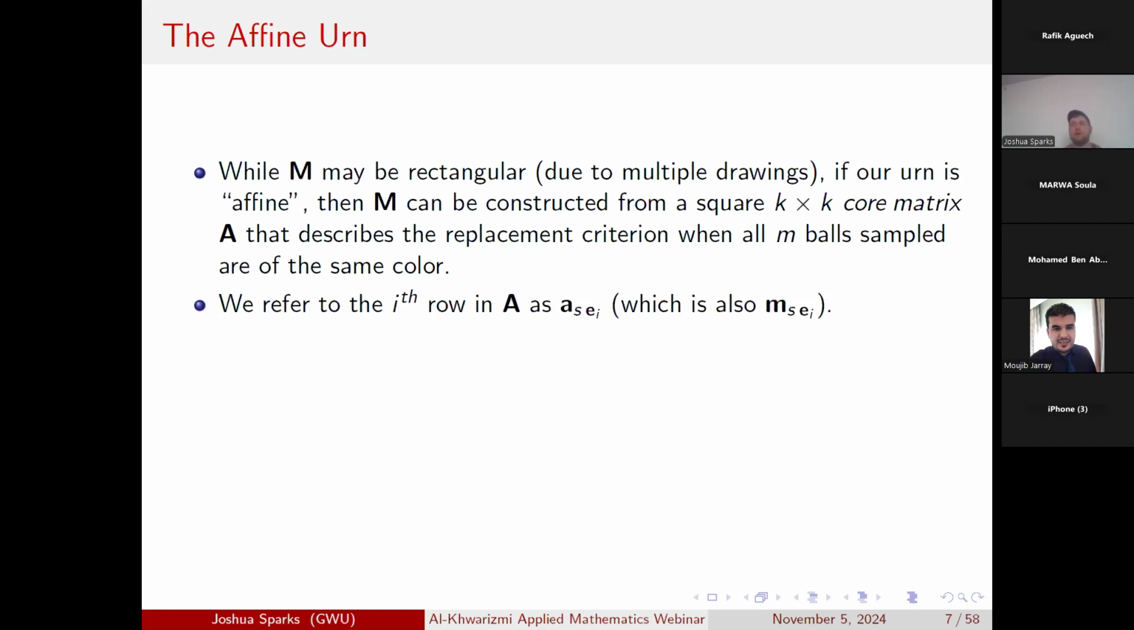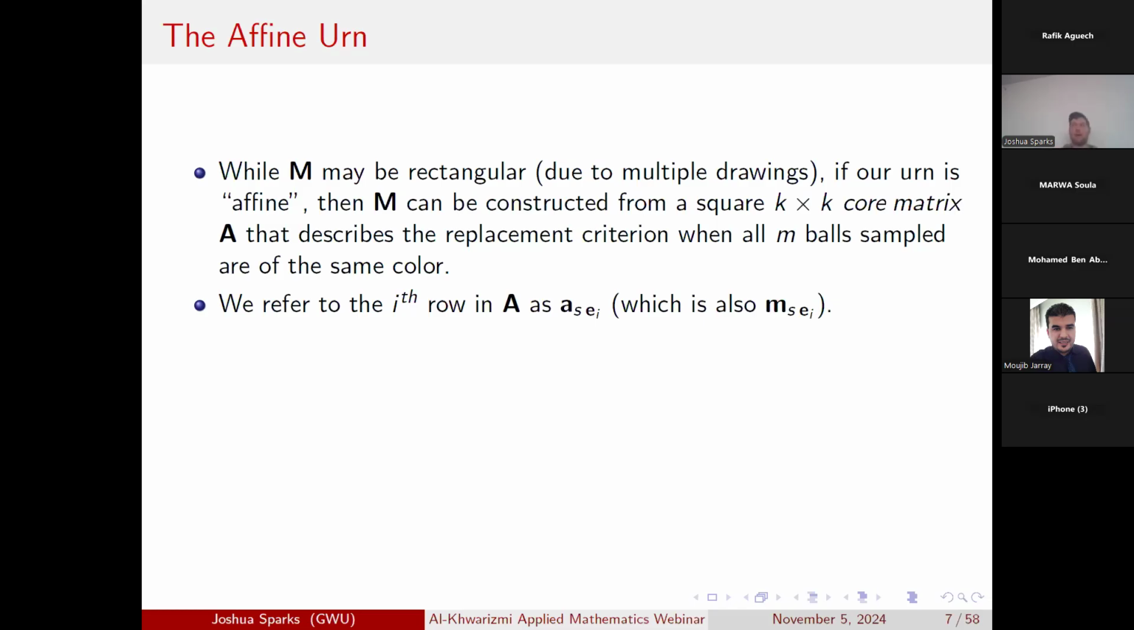We'll refer to the ith row of A as A sub S, and e_i is just the traditional vector from the standard basis. So if I say e_1, that's where it's one in the first spot, zero elsewhere. If I say e_2, then that's zero, one, and zero elsewhere, and so forth. This A row is also the same case of what happens when you have a sample S where it's all the same color, and it's a replacement matrix here.